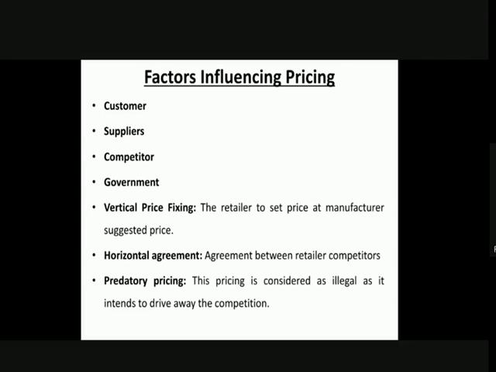Then we have predatory pricing, which is considered illegal, as it intends to drive away the competition. This can be done if somebody breaches the contract in a horizontal agreement, like an agreement between competitors, just to gain the market and market share. We can say that will be predatory pricing, to be away from the competition, or eradicate the competitors from the market.